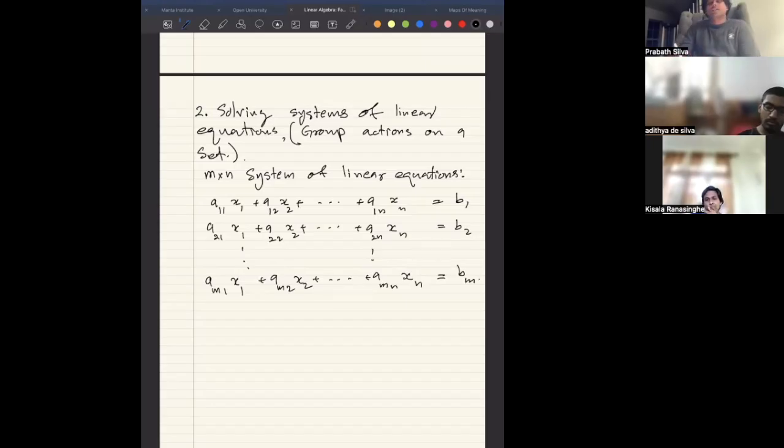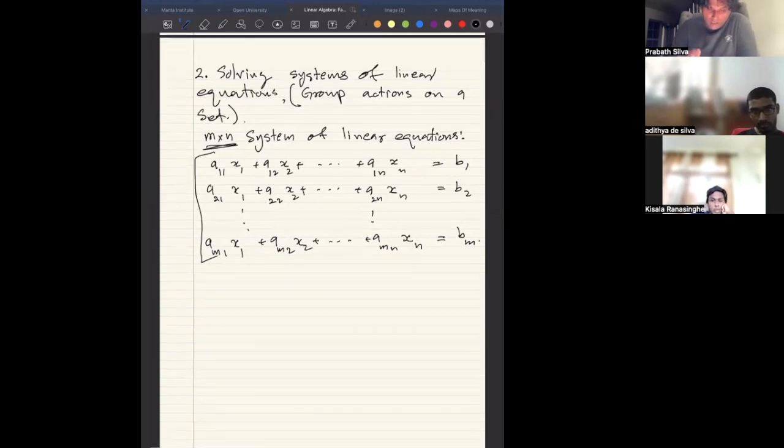Okay, so this is the format of the m by n system of linear equations. It's m equations and n variables. Okay, and this side can be written this way.